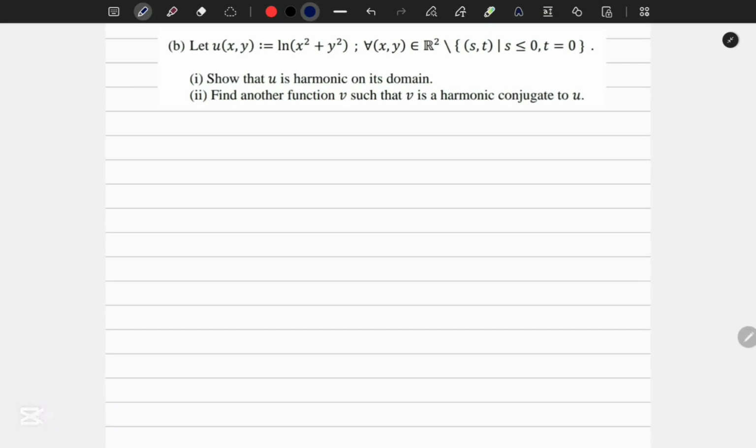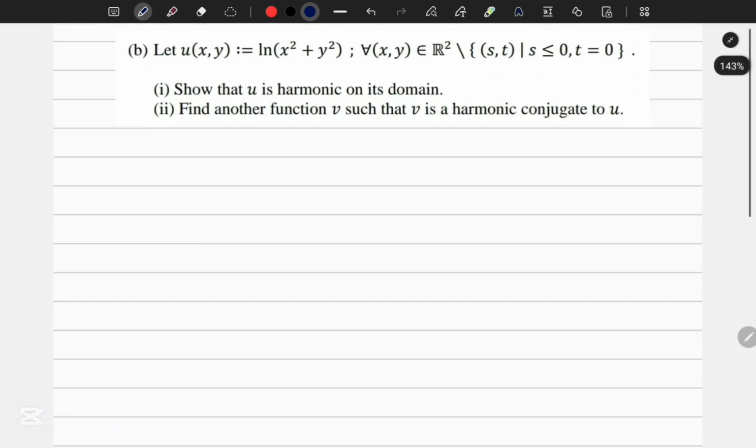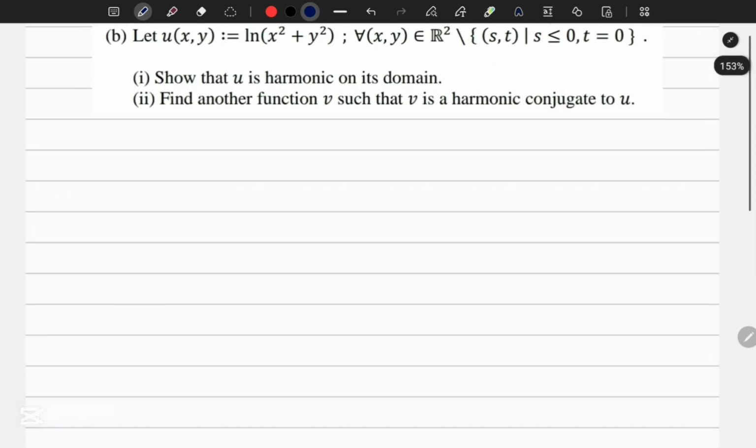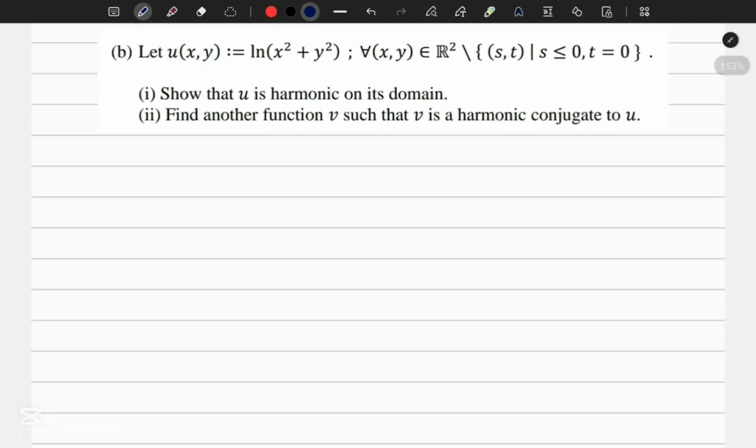In this video I'm going to solve this problem. Here it says u is ln(x² + y²). Show that u is harmonic on its domain. Part (b)(1): what is harmonic?